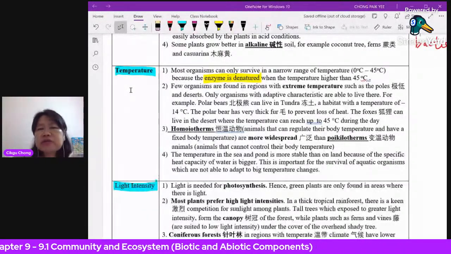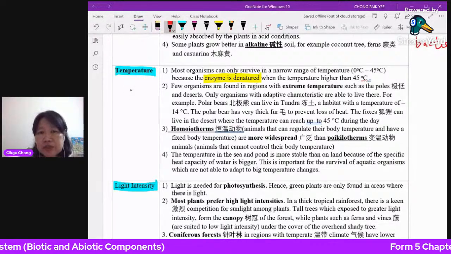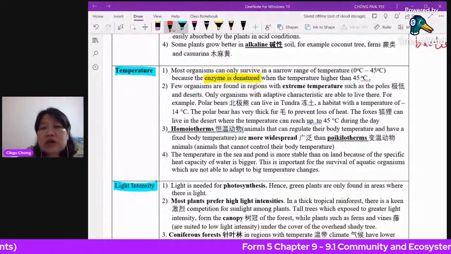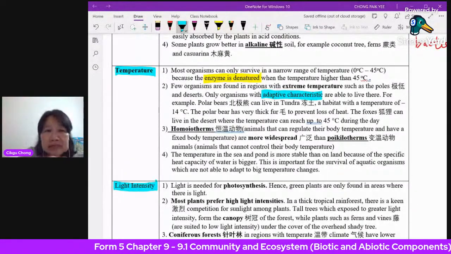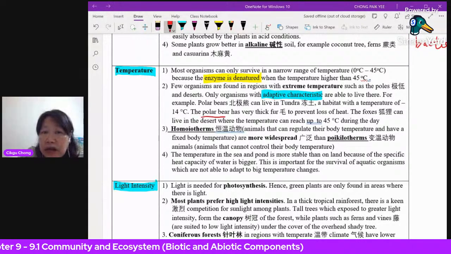That's why certain animals can live in extreme temperatures, because they have adaptations. In biology, you need to know the adaptive characteristics, like polar bears. Why are polar bears able to stay in a very cold climate?